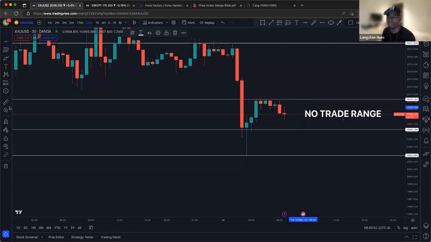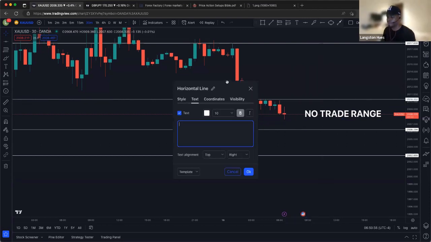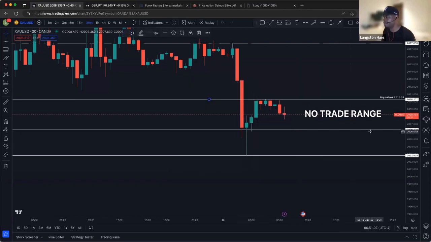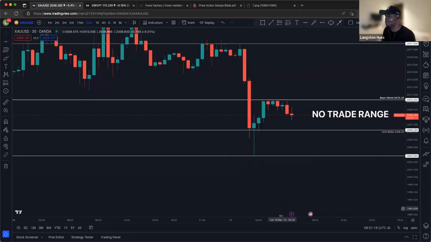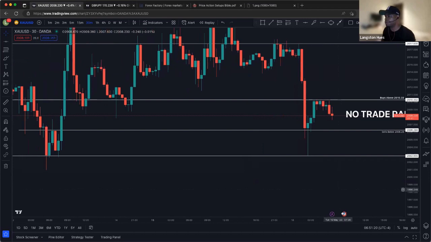So that's our bias for gold here. Buys above 2010.33 and sells below 2006.29. Cool. Great.